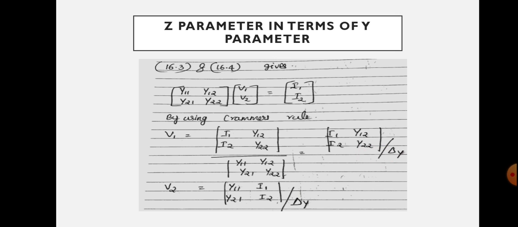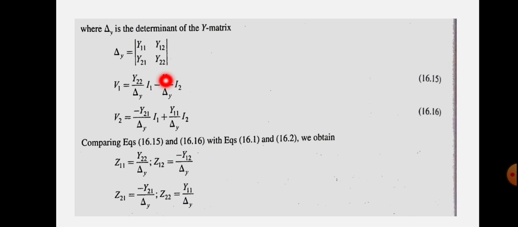Similarly, V2 is also obtained in the same manner. So you can write V1 equal to y22 by delta Y into I1 minus y12 by delta Y into I2, and V2 equal to minus y21 by delta Y into I1 plus y11 by delta Y into I2. You number these equations as 16.15 and 16.16, and compare them with equations 16.1 and 16.2, the z parameter equations. From that you find z11 equals y22 by delta Y, z12 equals minus y12 by delta Y, z21 equals minus y21 by delta Y, and z22 equals y11 by delta Y.